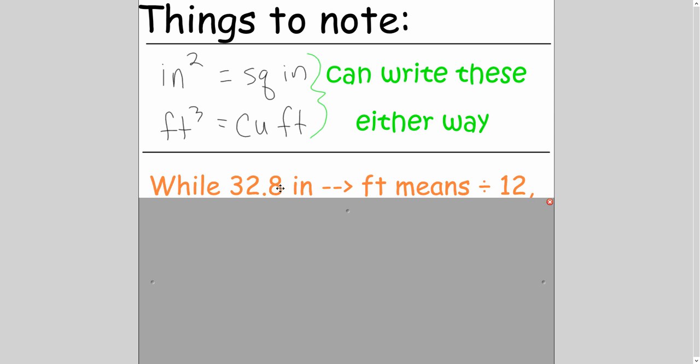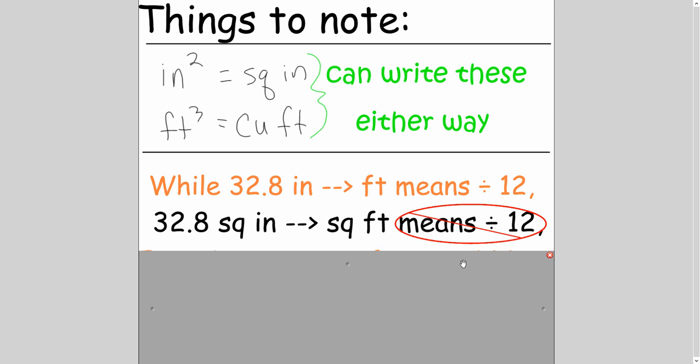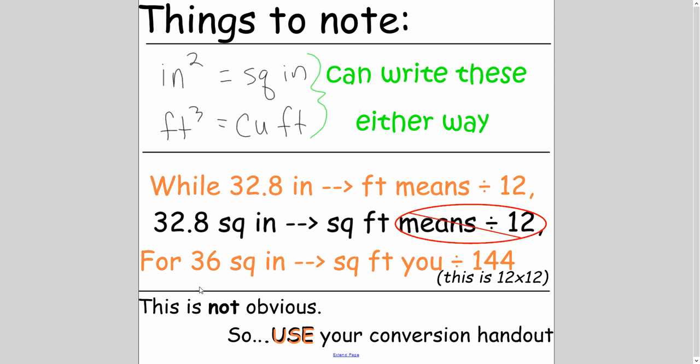We did 32.8 inches and converted it to feet by dividing by 12, but you need to be super careful because 32.8 square inches to square feet does not mean divide by 12. Look at that unit equivalency chart. Square is 12 on one side and 12 on the other, so that is actually 144. So to do that, you would actually divide by 144. It's not obvious, and people make that mistake a lot. So use your conversion handout.